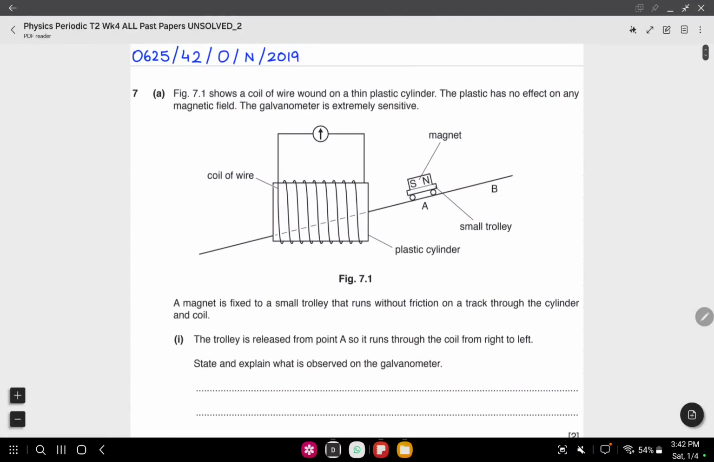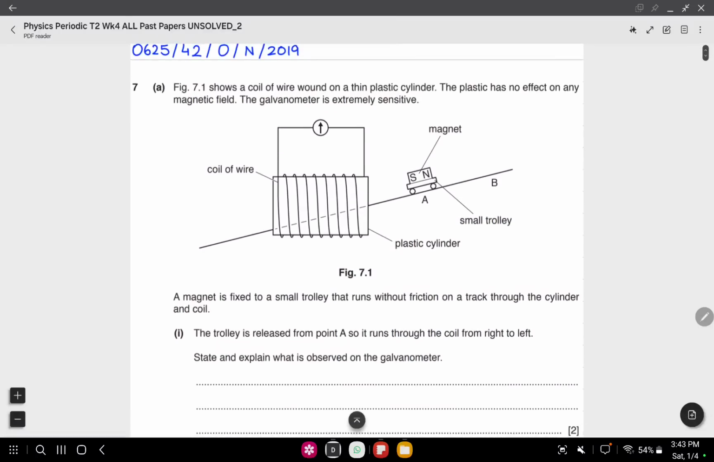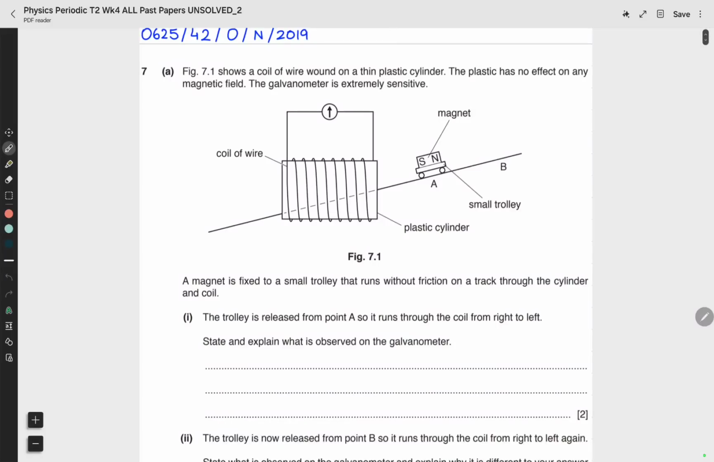Okay, the first past paper, it's the label on the top left. Figure 7.1 shows a coil of wire wound on a thin plastic cylinder. This is the coil over here on a plastic cylinder. The plastic has no effect on any magnetic field, and there's an extremely sensitive galvanometer wrapped around it. A magnet is fixed to a small trolley that runs without friction on a track through the cylinder and coil.